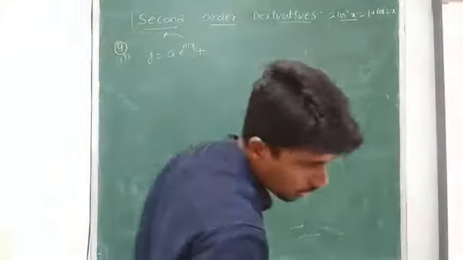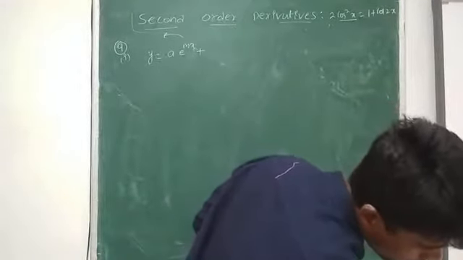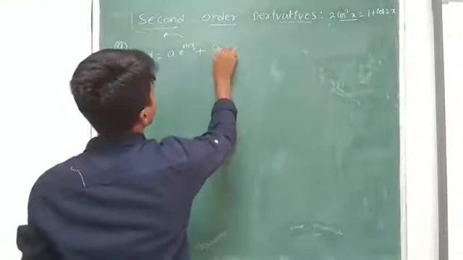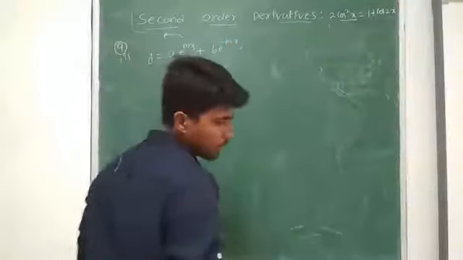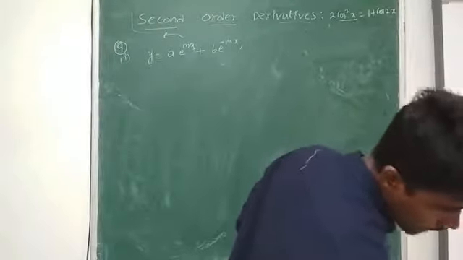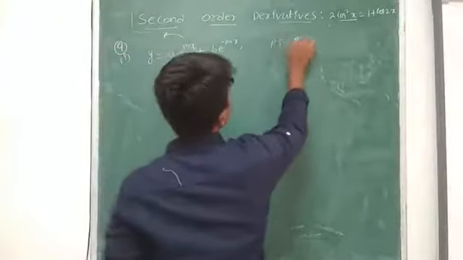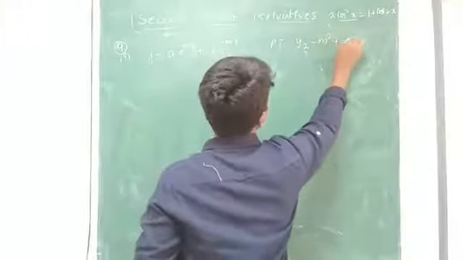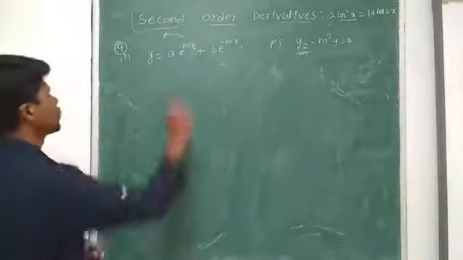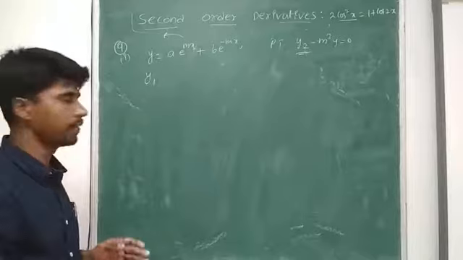Y equal to a into e power mx plus b into e power minus mx. Next, this is the question: prove that y2 minus m square y equal to 0. Prove that y2 minus m square y equal to 0. y2 represents second derivative of y with respect to x. So for that I have to find first y1. First we have to find y1.